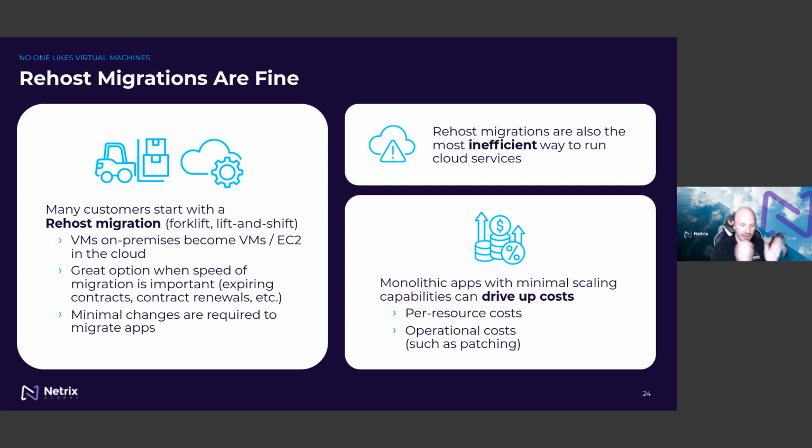I've got a physical server or a VM on premises, and now it's a virtual machine or an EC2 instance in the cloud. It's very simple to do. If you need to exit a data center, if you have contracts that are expiring, if you're concerned about certain acquisitions increasing the cost of your hypervisor, and you want to get out of your data center very quickly, then rehost migrations are a great option for you. They can be done relatively quickly. They require very minimal changes to your application stack because they're still running on virtualized infrastructure in the cloud.